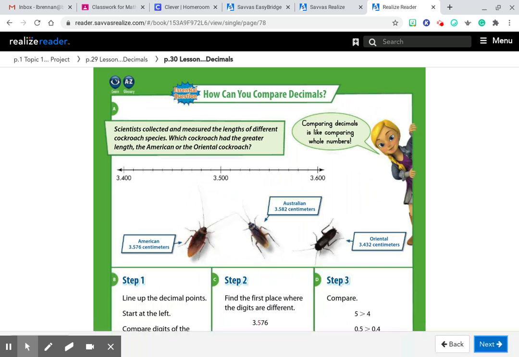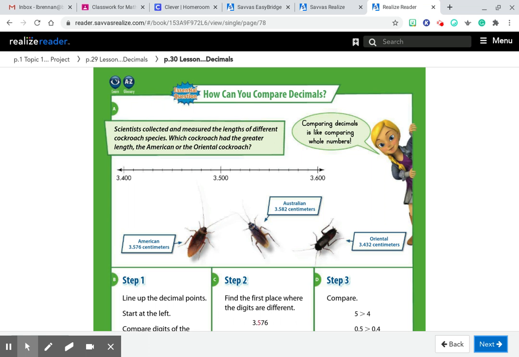So this is the same material that's covered in the visual learning video. Scientists collected and measured the lengths of different cockroach species. Which cockroach had the greater length, the American or the Oriental cockroach? So this is comparing decimals using a number line.